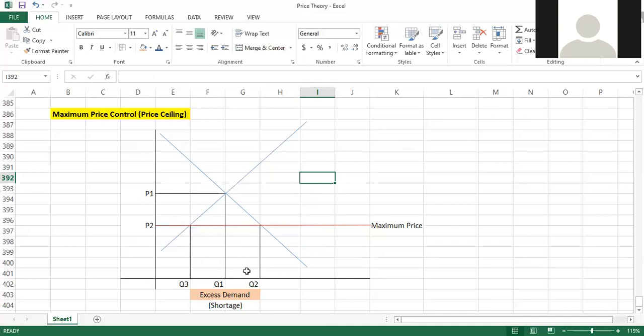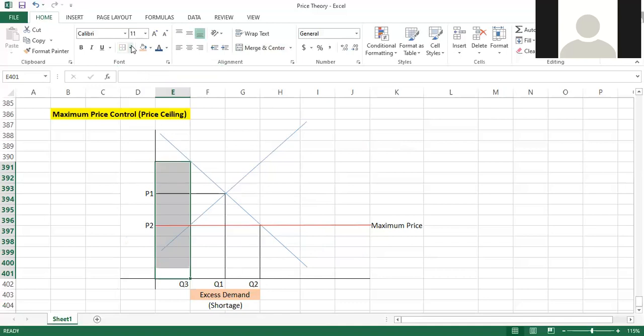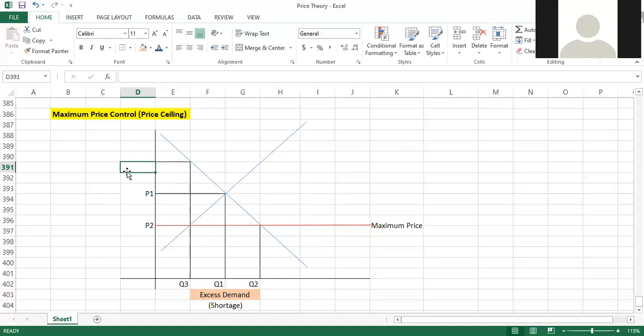What is Q3? Q3. Then we can identify the black market price. To buy this quantity, what is the highest price consumers are willing to pay? Some consumers are willing to pay even this price. So theoretically, this is the black market price, right?